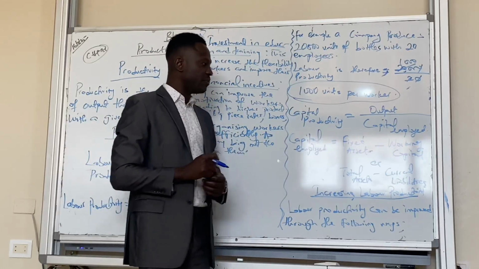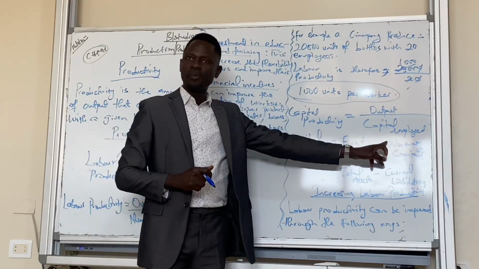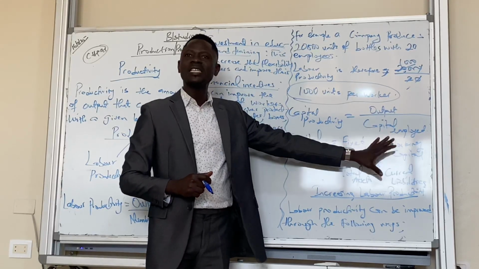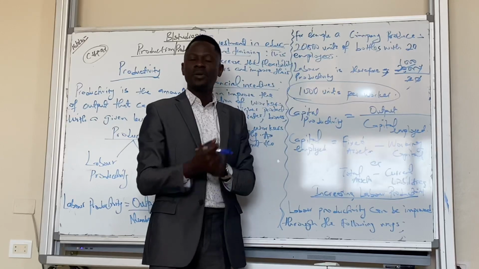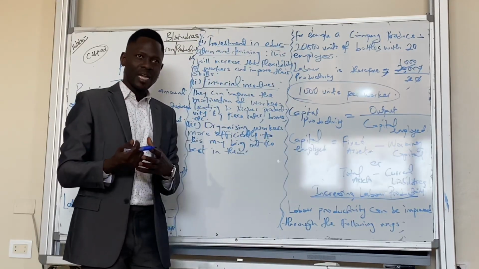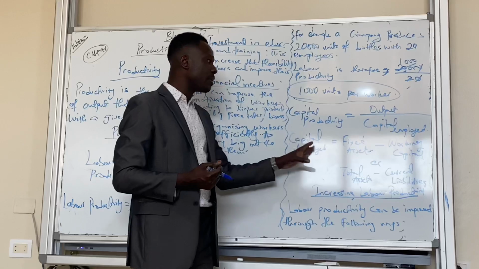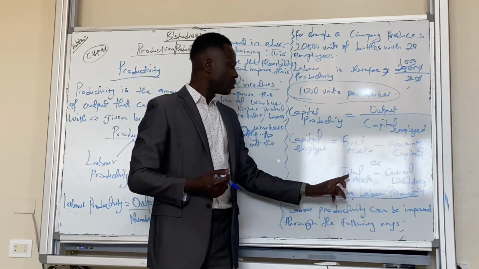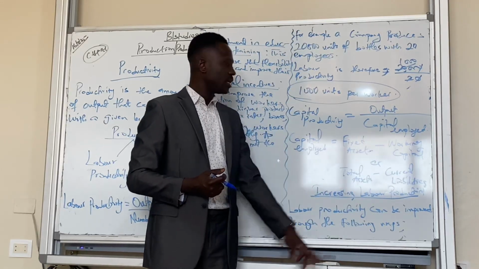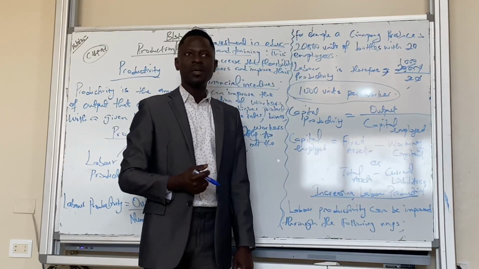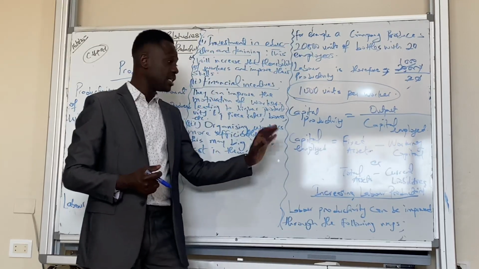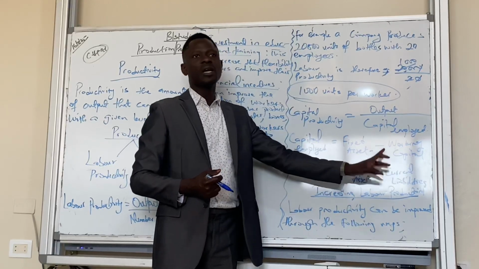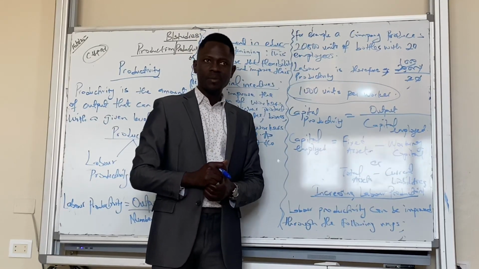Then we have capital productivity, which is output divided by capital employed. And we get our capital employed through our statement of financial position, where we have our assets and liabilities. Do you remember that? Yes. Good. So the formula for capital employed is fixed assets plus working capital, or total assets minus current liabilities. Either way, we're going to get the same capital employed. Are you getting this? Yes.